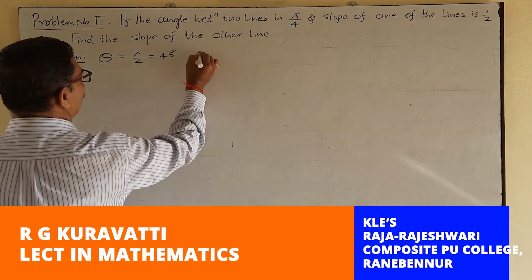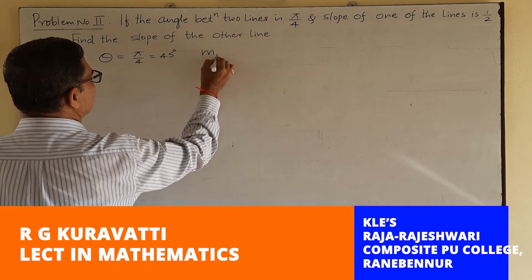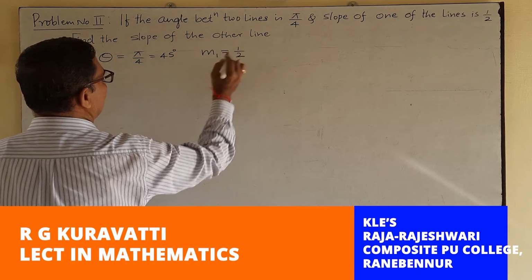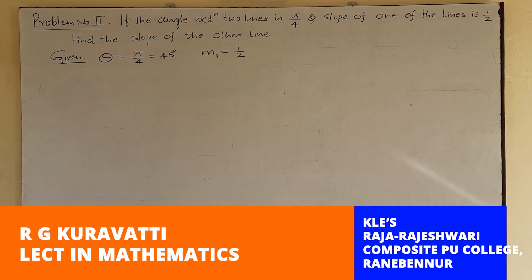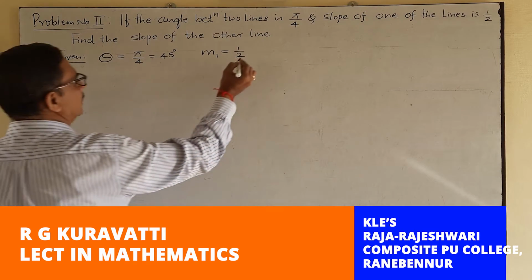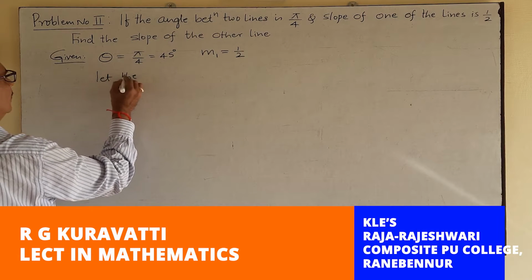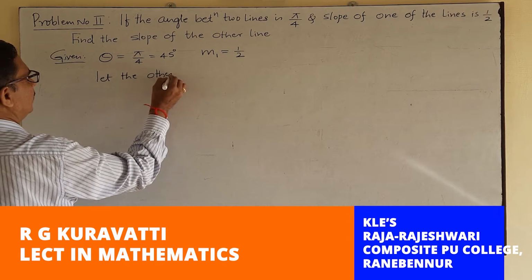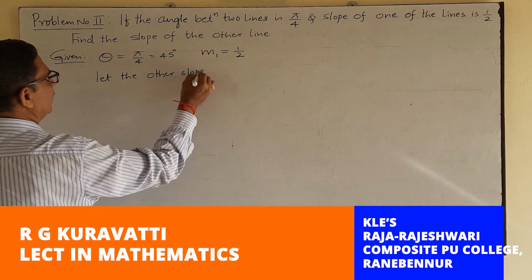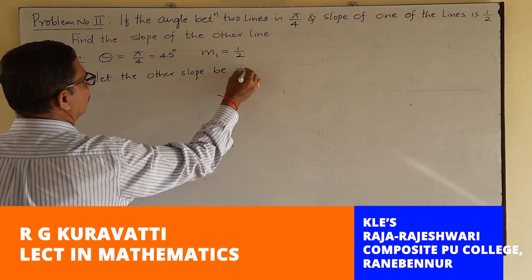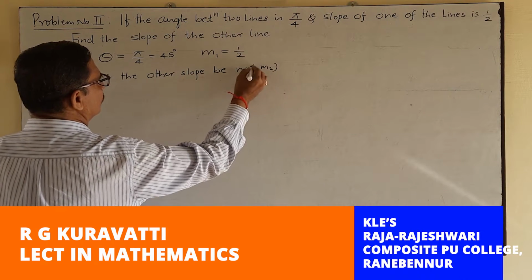Angle theta is given, pi by 4, that is nothing but 45 degrees in degrees. And one slope is given, say m1 is given 1 by 2. Now to find the other slope, let the other slope be, we don't know, we take say m, call it as m2.